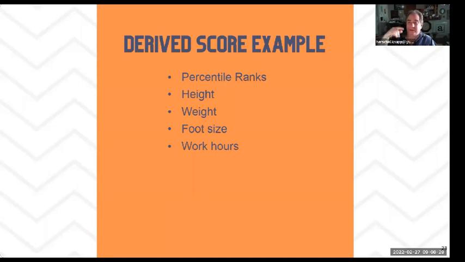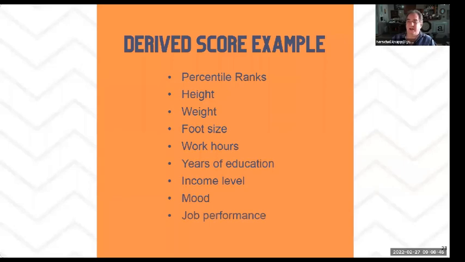Work hours. It could be a continuum, but we could classify them as part-time or full-time. Years of education, we might call that a particular degree. Income level, lower, middle, upper class. So you can see that these have lots of different ways where we take a raw score and turn it into a derived score. Now, job performance is usually reduced to something like unacceptable, acceptable, exceptional, something like that.